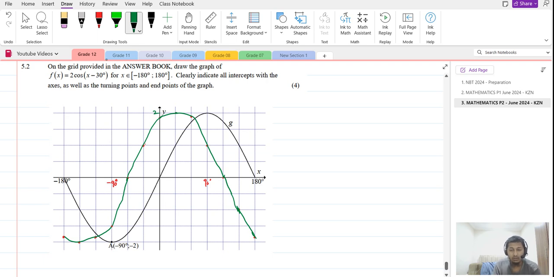Now let's look at the next question. That's my graph of f. Let's see what they said. Clearly indicating all intercepts with the axis as well as the turning points. So the turning point is there. It says 30 degrees. There's another turning point at -150. That's -60, the x-intercepts. That's 120 degrees, 150, 180. Right, we should be fine. Moving on to the next question.